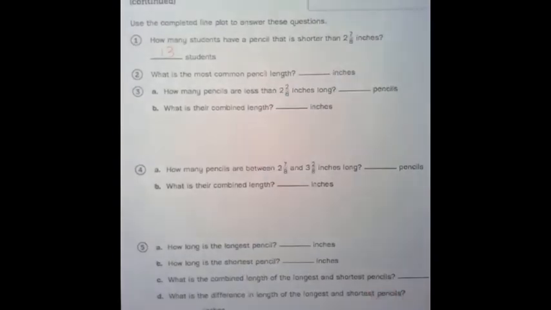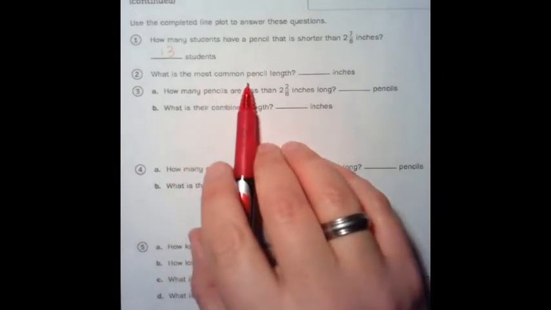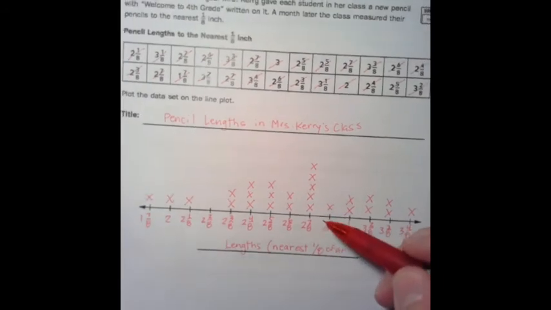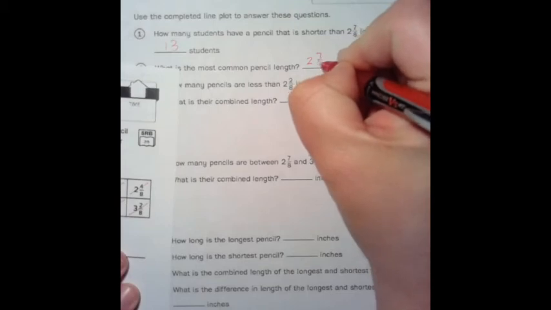Okay. So now, what is the most common pencil length? Well, that would be, again, here, it's 2 7/8. So that would be the answer here, 2 7/8. That's the most common pencil length.